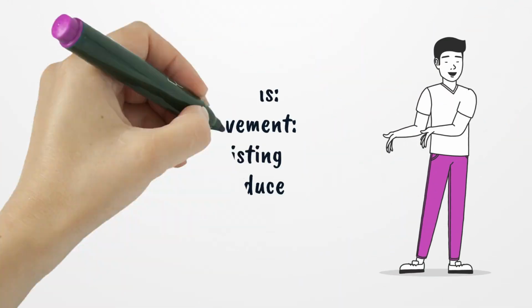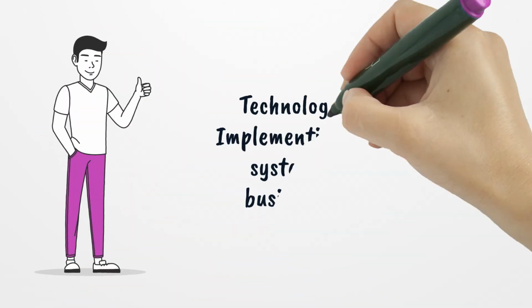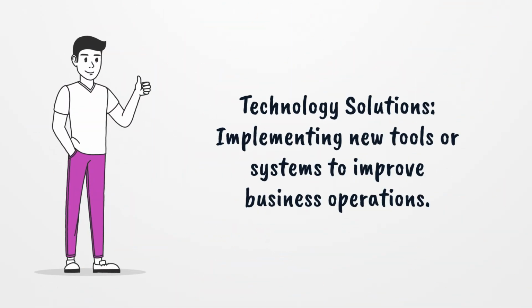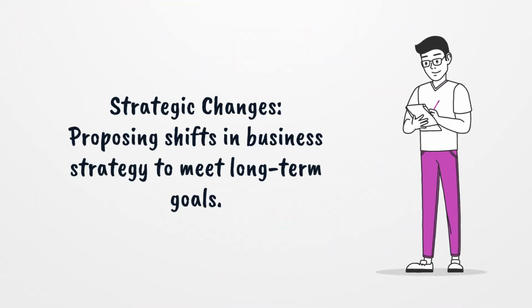Types of solutions. Process improvement. Optimizing existing workflows to reduce inefficiencies. Technology solutions. Implementing new tools or systems to improve business operations. Strategic changes. Proposing shifts in business strategy to meet long-term goals.